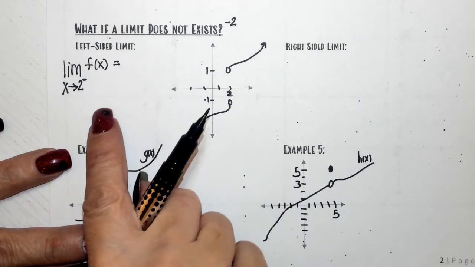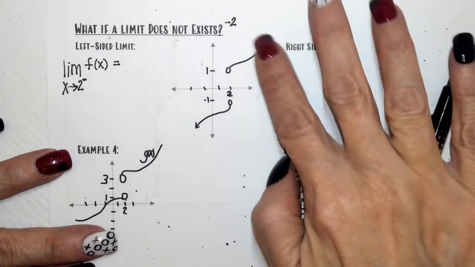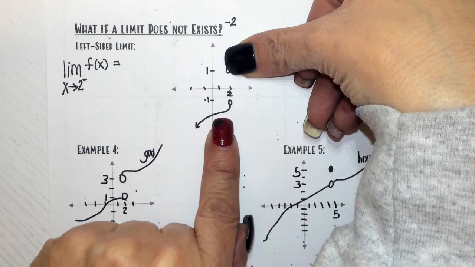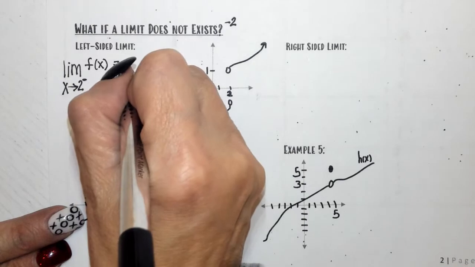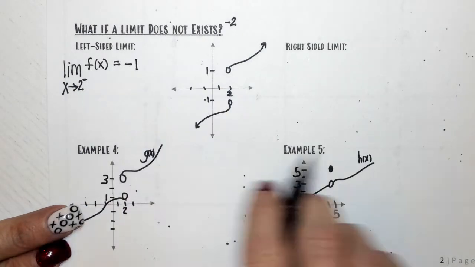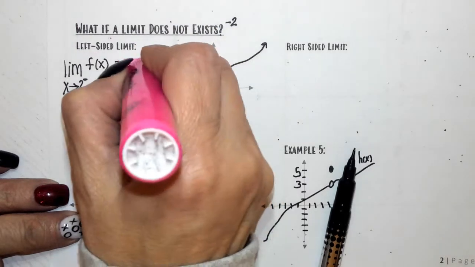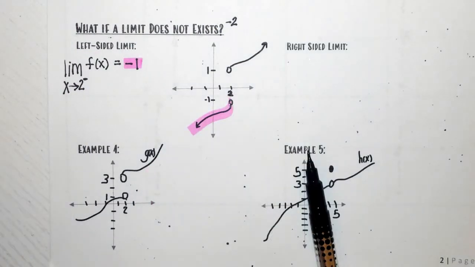From the left side, as I come in from the left, here's the graph on the left side. The right side's over here. So as I come in from the left, I'm approaching negative 1. So I want to say it approaches negative 1. Okay. So let me highlight that. And I'm also going to say from the left, I approach negative 1.